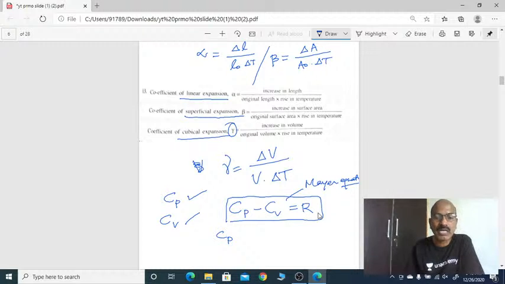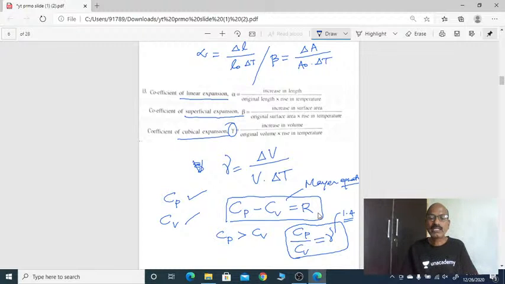Specific heat at constant pressure is always greater than specific heat at constant volume. The ratio of Cp by Cv, specific heat at constant pressure to specific heat at constant volume, is equal to gamma, the ratio of two specific heats. This gamma value is generally 1.4. Keep in mind.